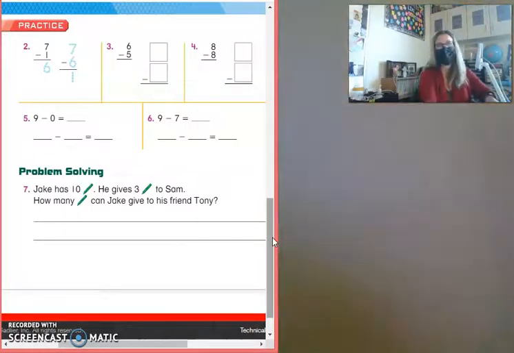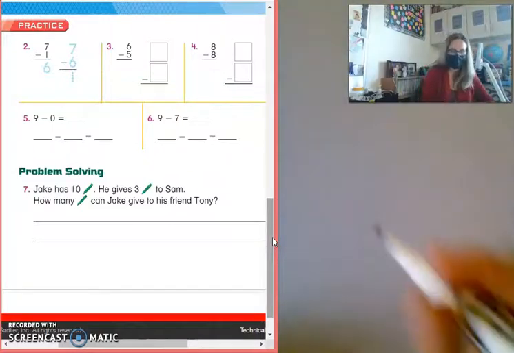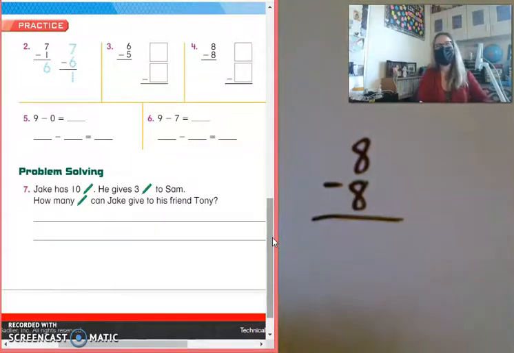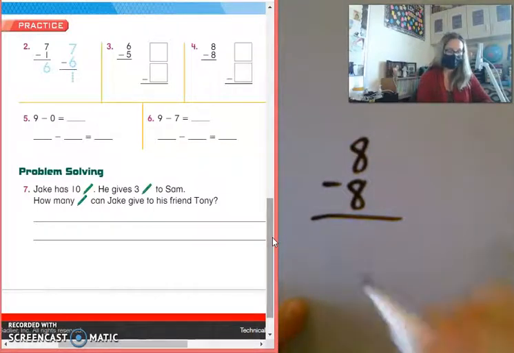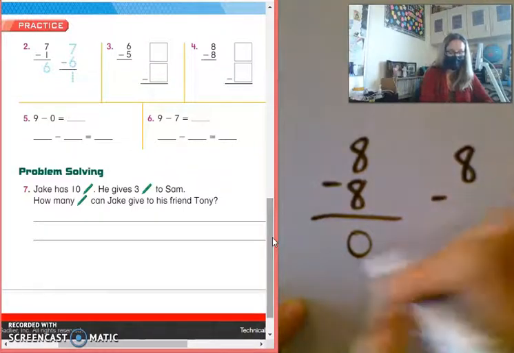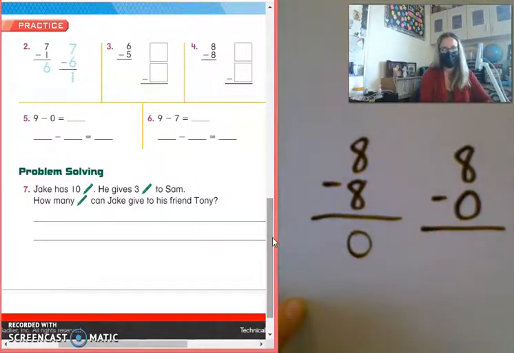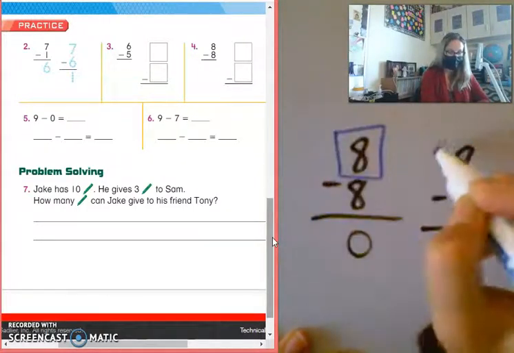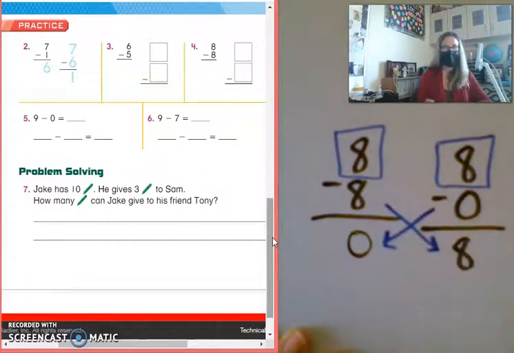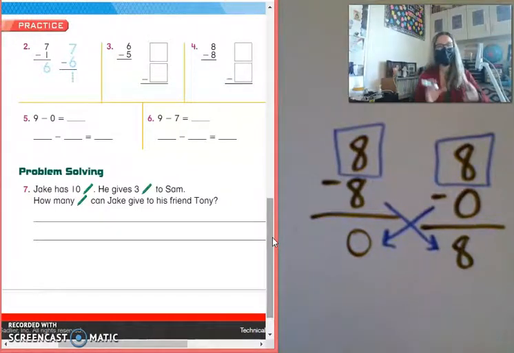Okay. Let's take a look at number 4. I have 8. Take away 8. Now this one they're trying to trick you, but don't let it. If I have 8 and I take away 8, Connor? 0. So now, if I have 8 and I take away 0, how many do I have? 8. You see how I just kept my big number on top and I flip-flopped my numbers? So you just keep your big number first and flip-flop the second numbers.